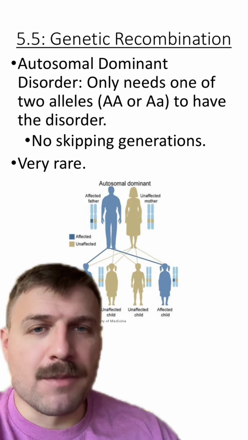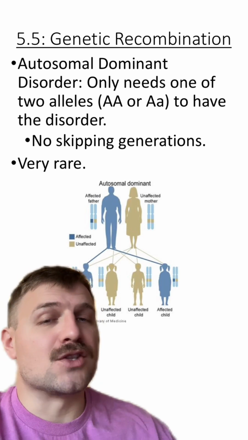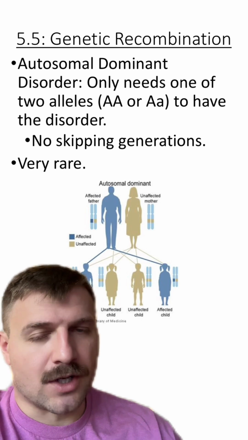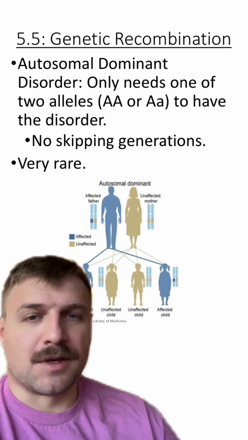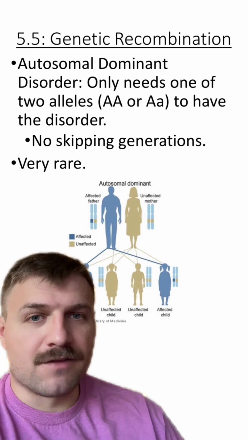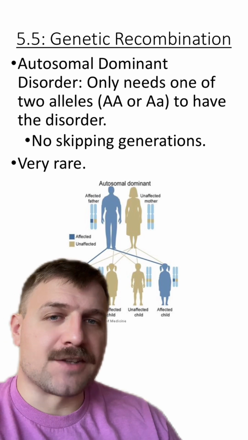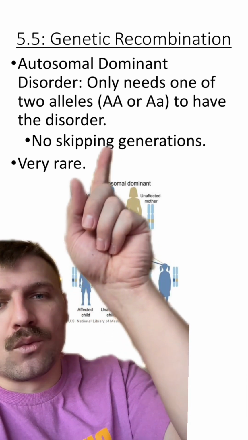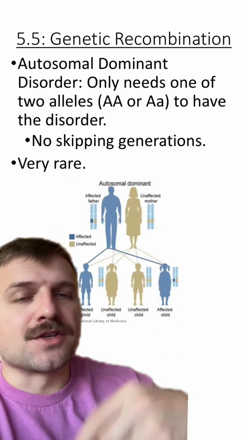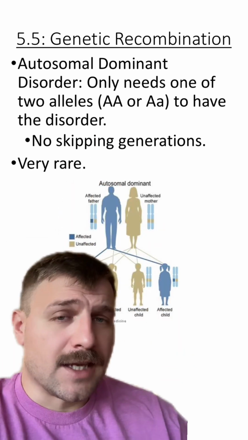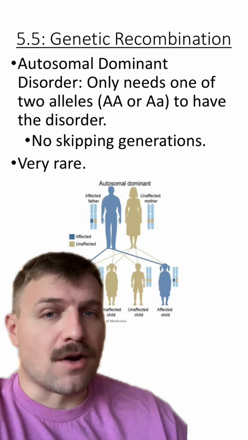An autosomal dominant disorder is when a person only needs one copy of a gene to have the disorder. In this case, we don't see skipping of generations, since as long as you have one of them, you're going to have the disorder. This is kind of backwards from the autosomal recessive disorder, where as long as you have one of those dominant alleles, you won't have the disorder. Like in the autosomal recessive disorders, these are very rare.